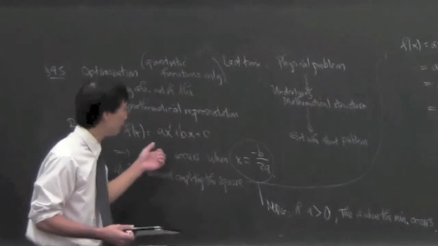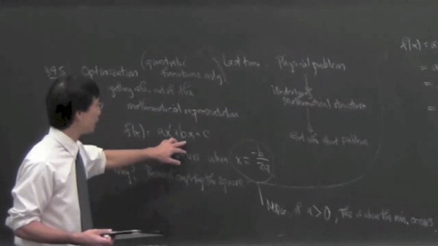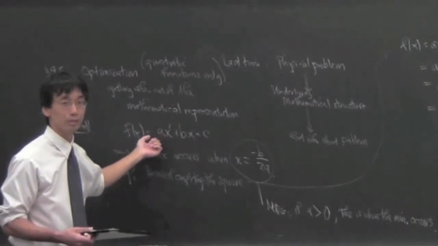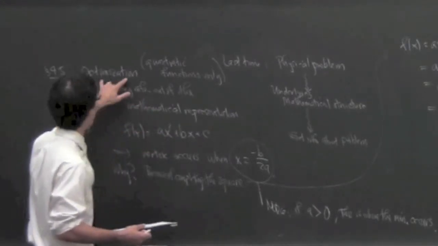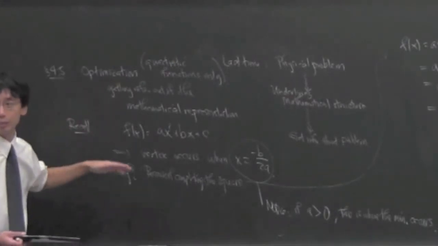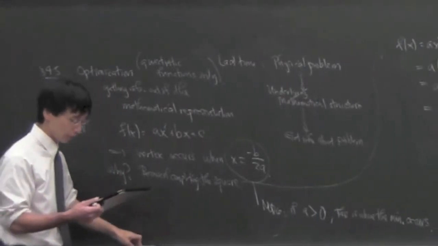Okay, so this is a way of finding where the max or the min of the parabola is. This is what we call optimization: finding the highest point, finding the smallest point, if there is such a thing.